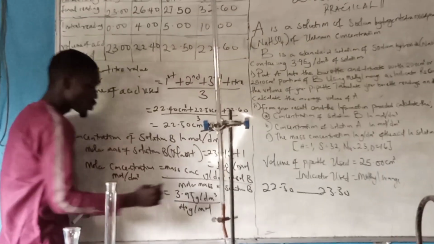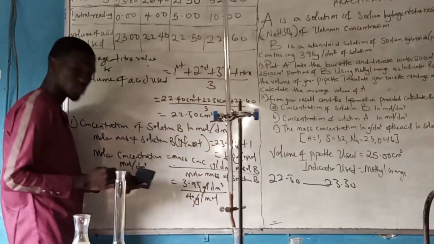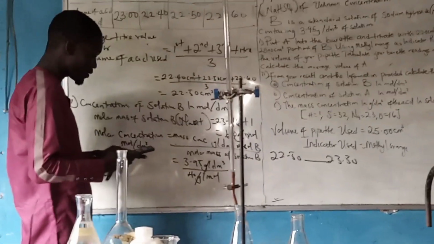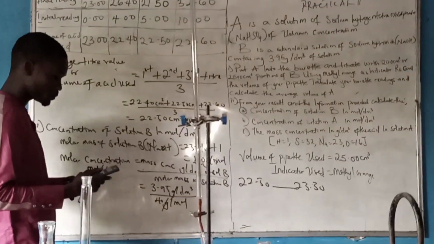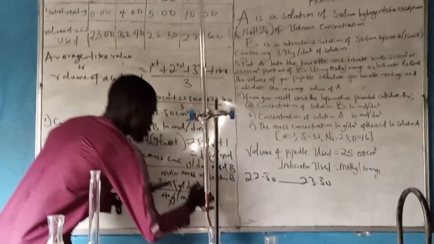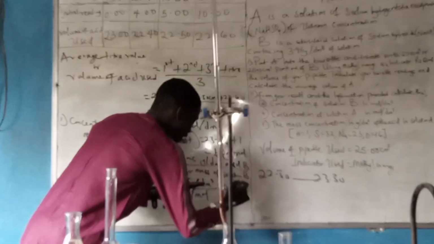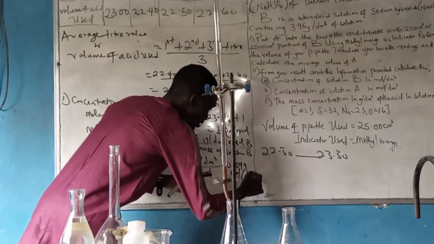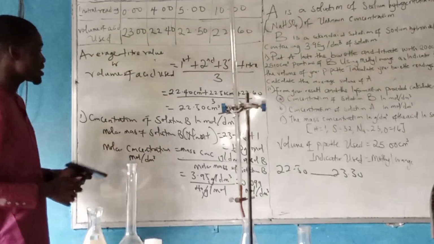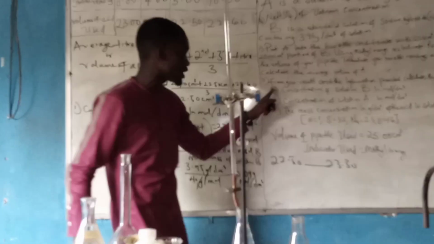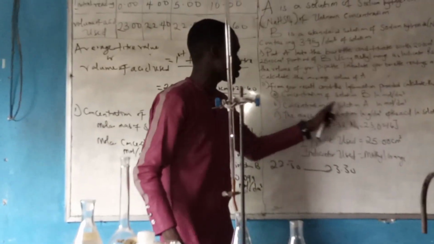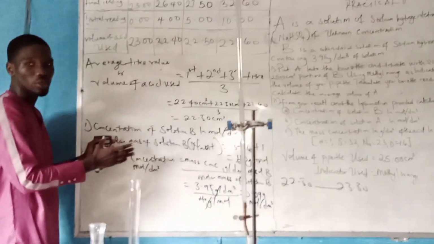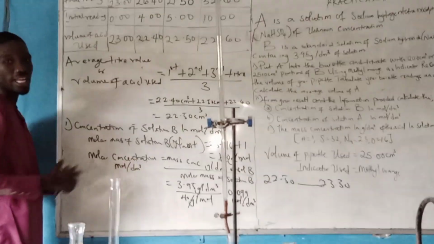Mole per dm cube. So, the gram, we cancel the what? The gram. So, with that, we can say we have 3.95 divided by 40. So we have 0.099 mole per dm cube. It means that we have answered the first question, which calculates the concentration of solution B in mole per dm cube. So this is step by step to show you guys how to calculate it.